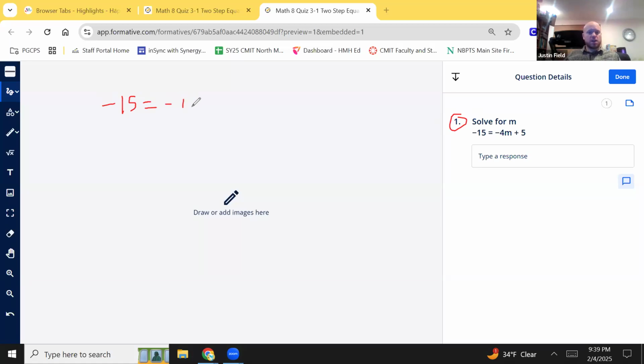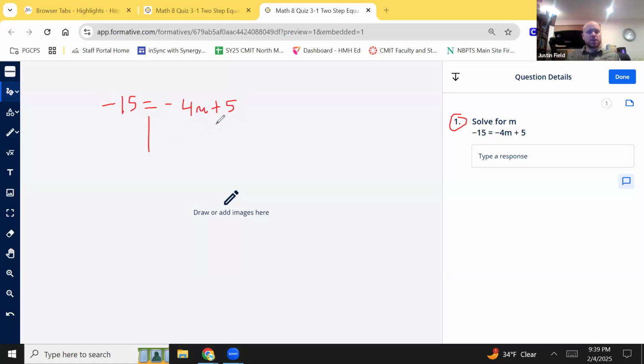Unfortunately, I forgot my writing pad, so we're doing this with the mouse. Okay, so we have a two-step equation here. And what we want to do is get the variables on their own side and the constant terms on their own side, just like this week with the multi-step equations.